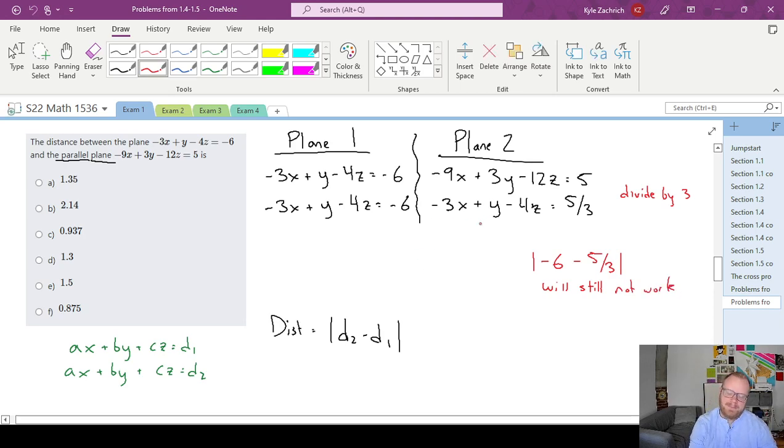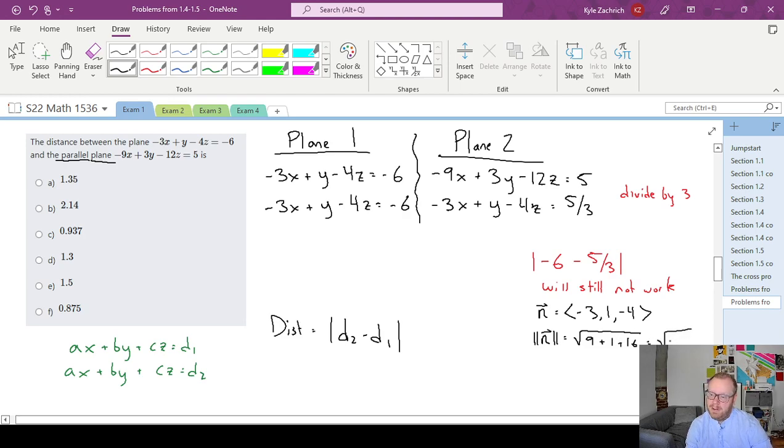So in the formula, it says that these planes have to be normalized, right? What normalizing means is you have to take the magnitude of this normal vector. So this normal vector here, that's the same between the two of them, is equal to negative 3, 1, negative 4. Right? That's my normal vector. If I take the magnitude of that normal vector, that's going to be the square root of 9 plus 1 plus 16. So that's going to be the square root of 26.